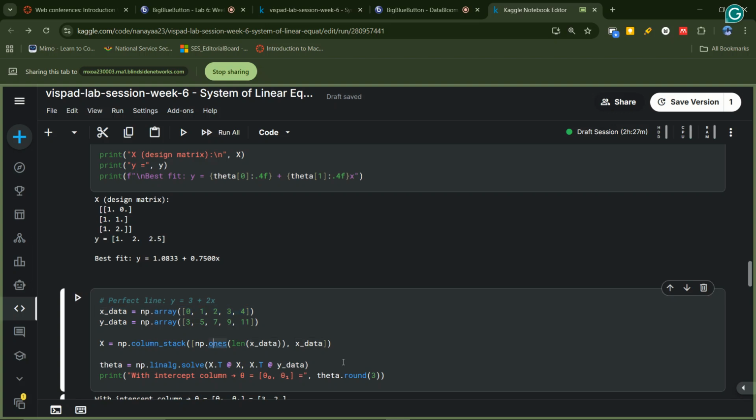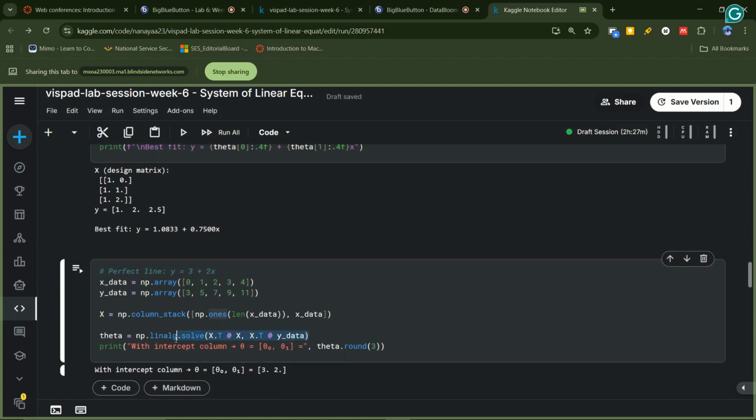And of course, with all that, we come and do a simple computation here to find the unknowns, which are theta 1 and theta 2. We round it to 3 and we get theta 1 and theta 2 to be 3, 2. Or you can write the equation as y equals 3 plus 2x.